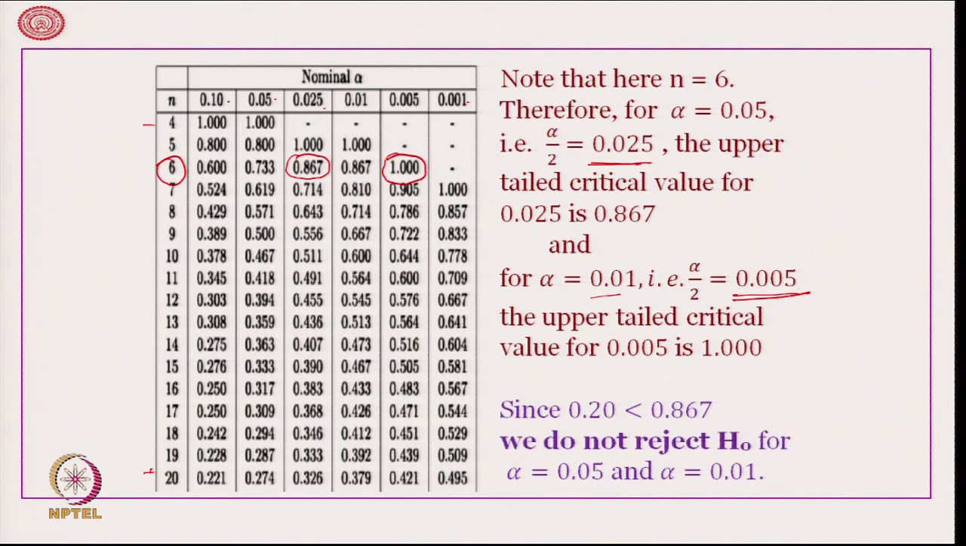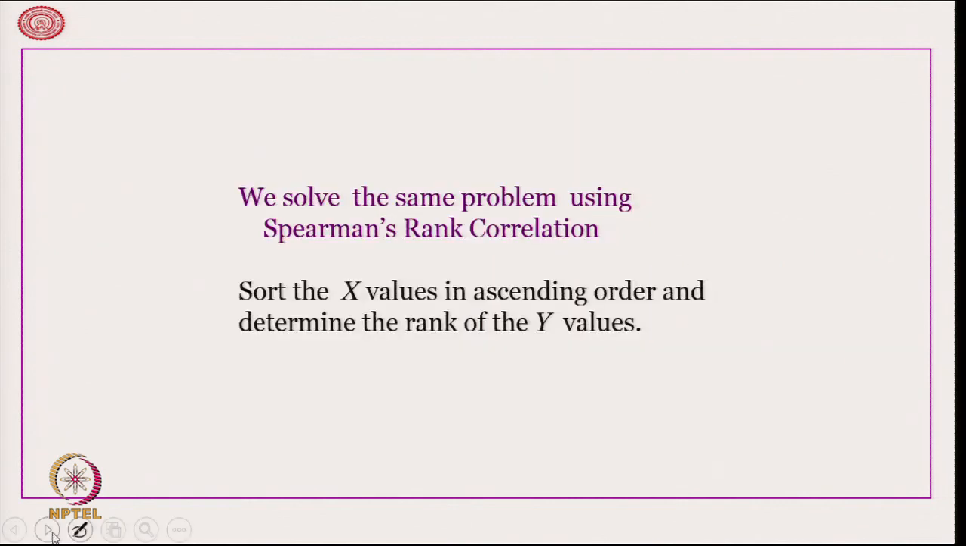Now, our test statistic is 0.2, which is less than 0.867, and therefore, naturally less than 1. Therefore, we cannot reject the null hypothesis for alpha is equal to 0.05 and alpha is equal to 0.01. Now, let us solve the same problem using Spearman's rank correlation.